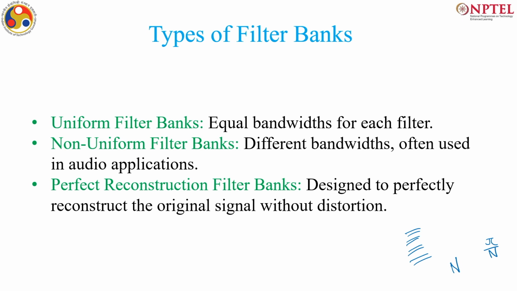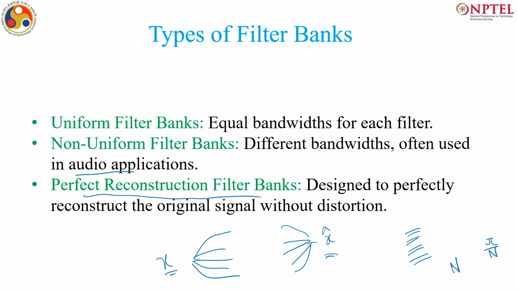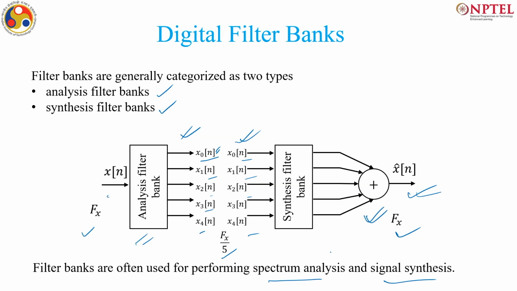Then we have non-uniform filter banks where the frequency bandwidth of each band may be different, and these are often used in audio applications. And finally, we can have perfect reconstruction filter banks where we first split the signal x and then reconstruct it into x hat, and these two should be the same. Maybe there will be some phase lag because of delays involved in the process, but overall the signal should be the same. So, x of n and x hat of n should be the same or similar in some sense.